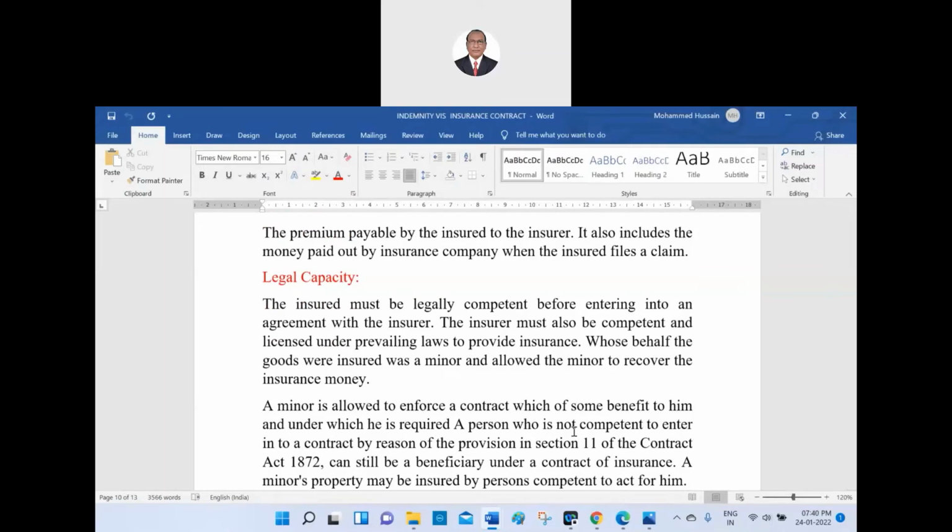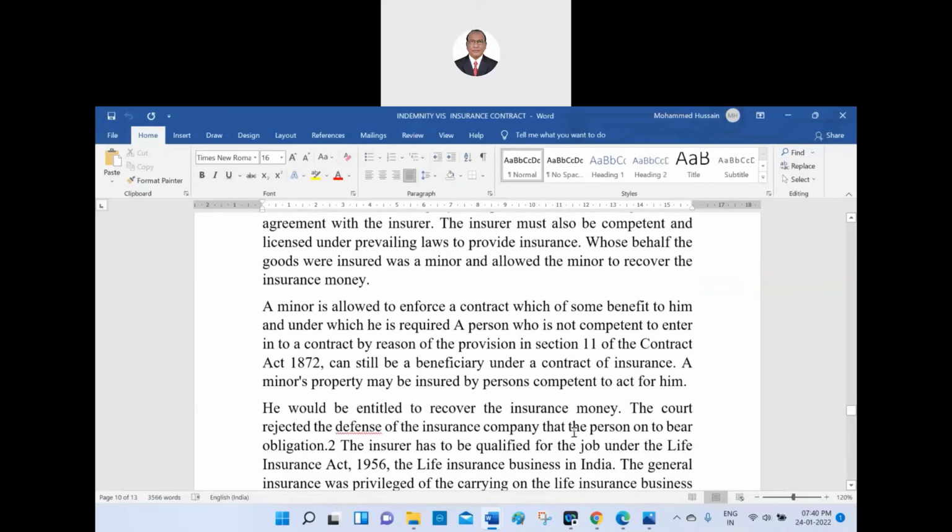A minor, what about the minor? On whose behalf are the goods insured? A minor is allowed to recover from the insurance company. On behalf of the minor, somebody will act as a custodian or guardian, and then it will be deemed that the minor is going to realize it. Of course, once he is an emancipated major, then either he wants to repudiate it, relinquish it, or he would accept it, whatever may be his wish. So a minor is allowed to enforce the contract with some of the benefits to him and under the rules that are required.